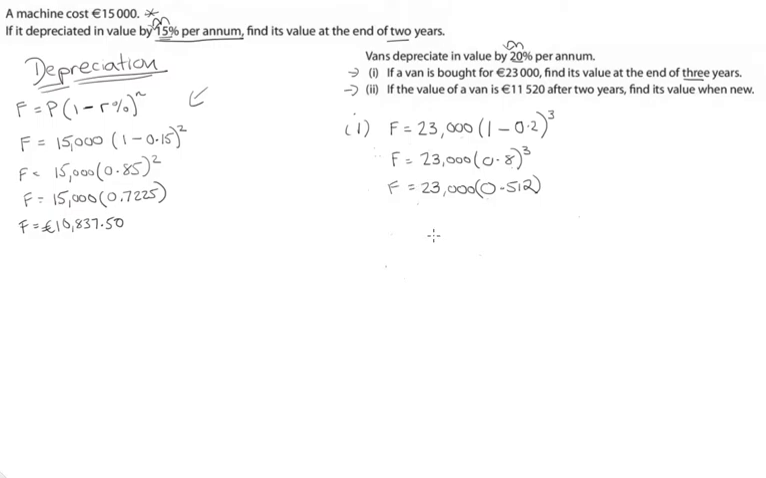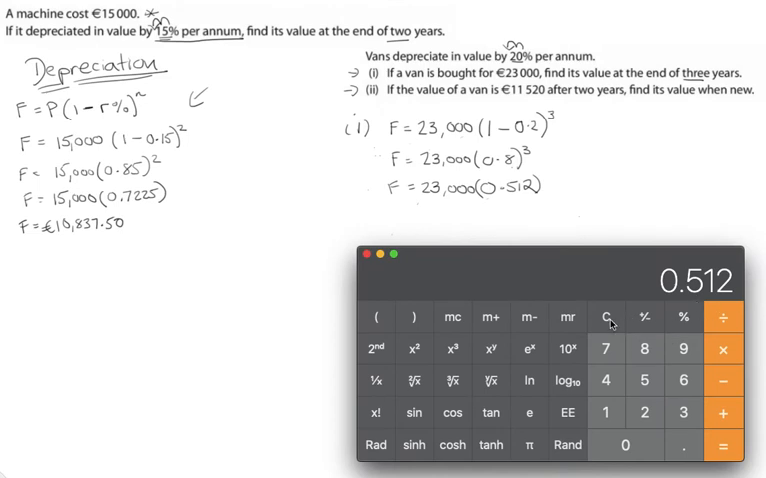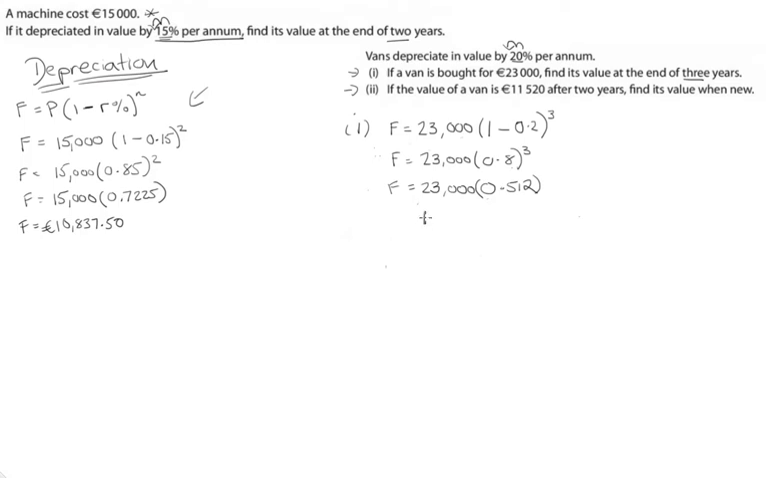And F equals, okay, we're ready to put this into the calculator. So multiply this by 23,000 equals 11,776. So after 3 years with the depreciation of 20% per year, the van is only worth 11,776 euros. So that's the first sum.